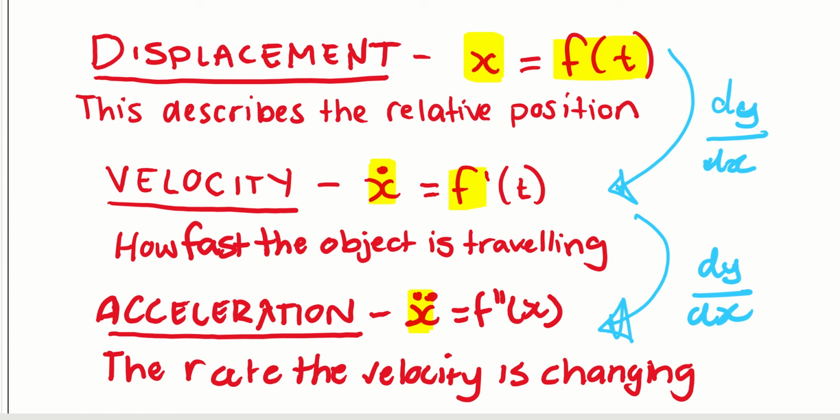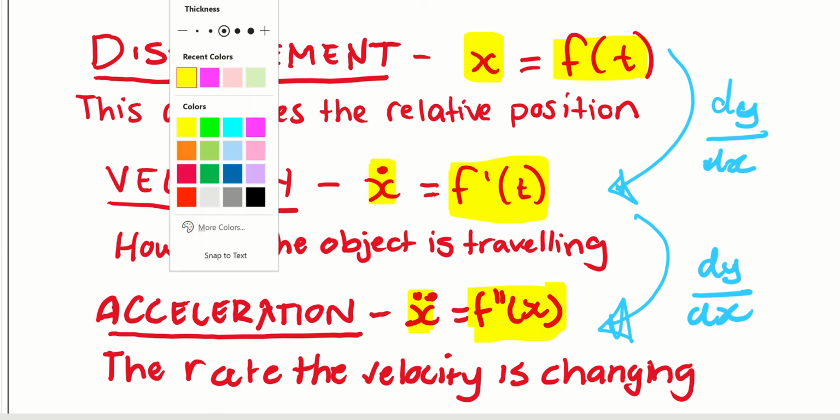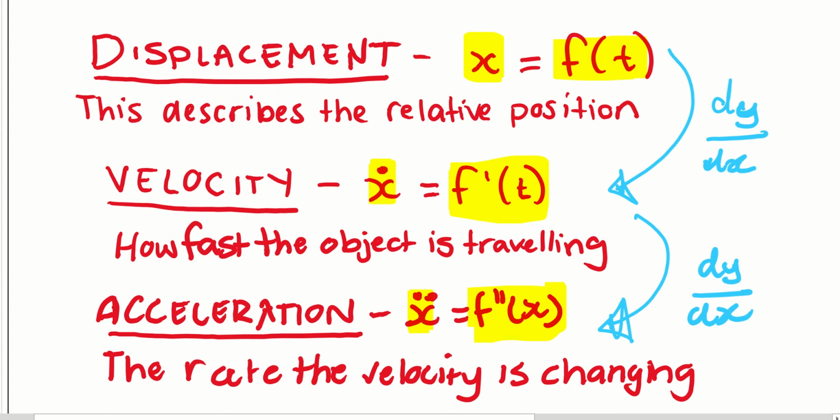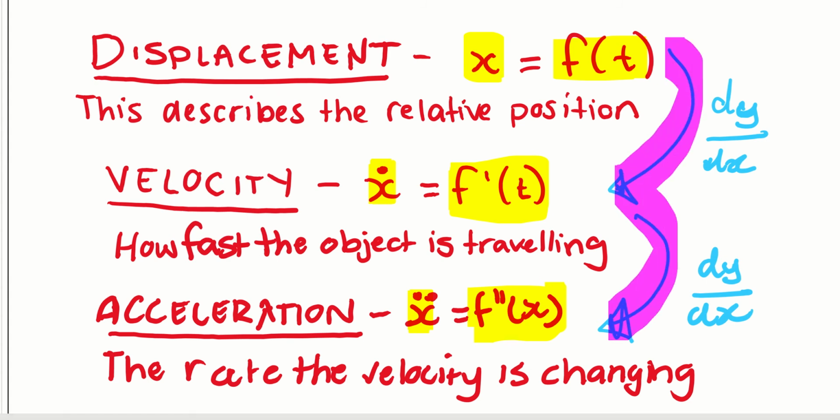So the velocity can be found by taking the derivative of the displacement. And then acceleration can be found by taking the derivative of velocity, or the second derivative of displacement. So that's it. That's how the calculus applies. We find each one by differentiating the one before.